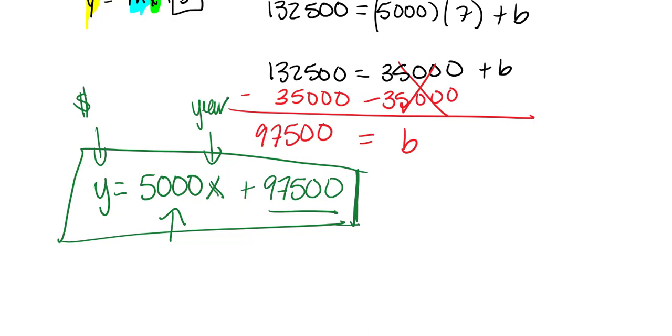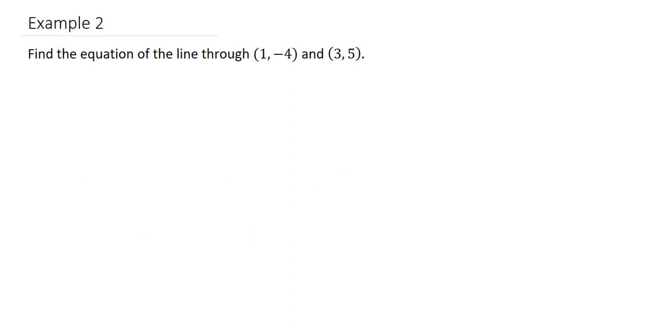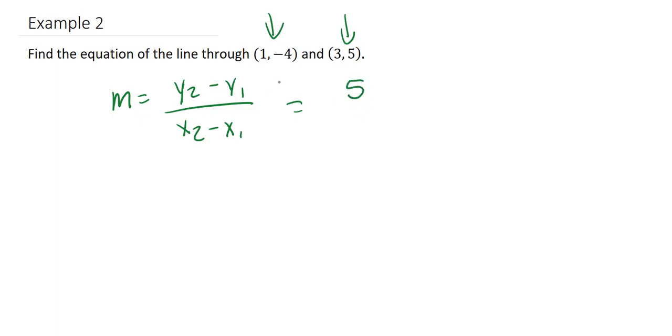Now let's do another example. Example 2. Find the equation of the line through (1, -4) and (3, 5). So we just need to find an equation that satisfies these 2 points. Let's start with our slope. We need our slope equation. Well, y2 is 5 minus y1, which is -4, so we'll put that in parentheses, over x2, so 3 minus 1.